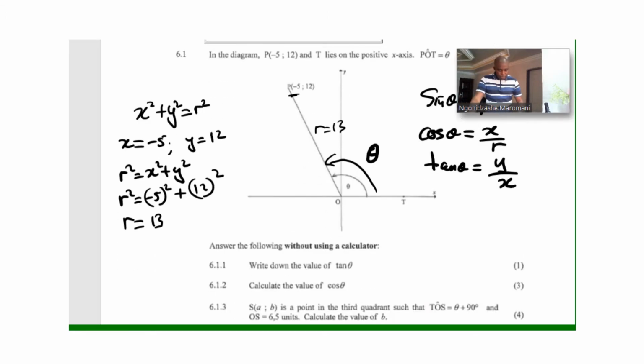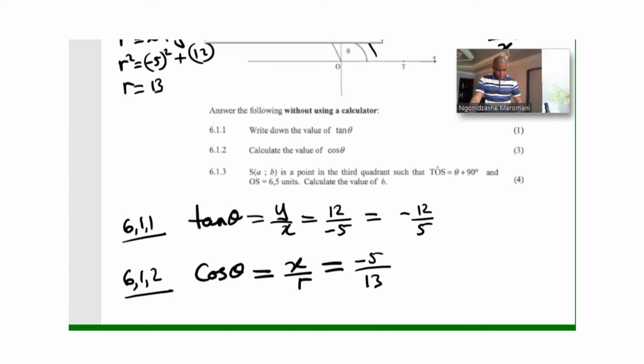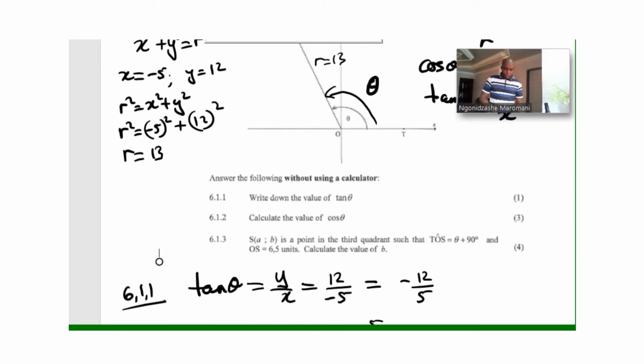Right, let's look now at the next question. The next question is saying, we are creating another point S. Point S has the coordinates A and B, and it is a point in the third quadrant such that angle TOS has 90 plus theta.